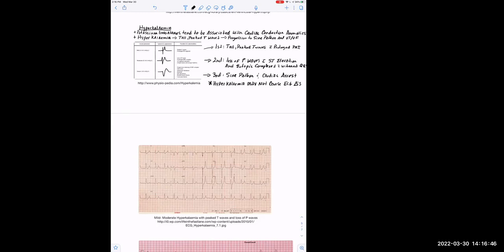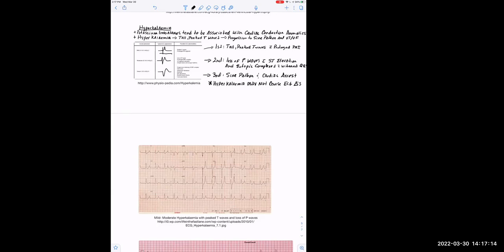So we need to remember that hyperkalemia in our EKG kind of presents on a continuum. It kind of happens in stages. In other words, the changes that you'll see happen on a continuum. And to help you remember, I want you to think about, let's look at this complex right here.